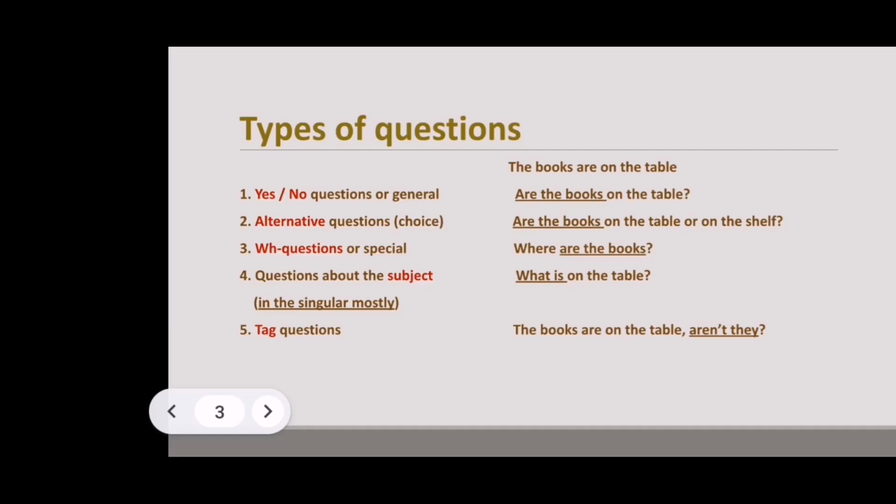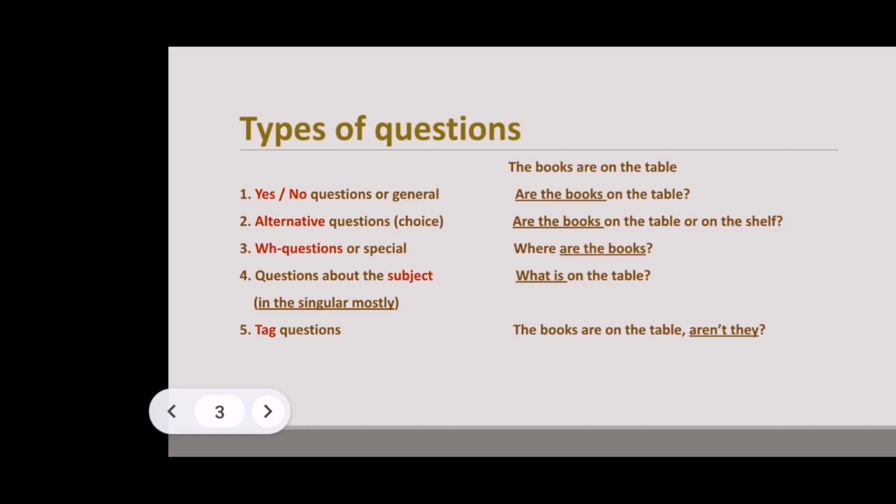That is a yes-no question. If you know how to ask the yes-no question, it's easy to ask an alternative question because the beginning is the same. Are the books on the table or on the shelf? In wh-questions, you put the question word in front of the yes-no question. Where are the books? You shouldn't mention the table here, you just ask where are the books.